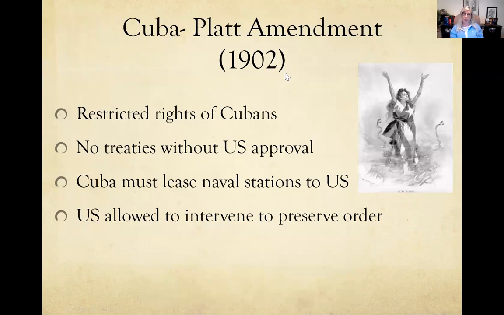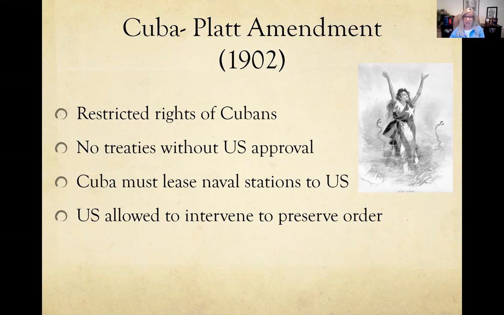All right, so back to Cuba. Cuba, you'll remember, was granted its independence with the end of the Spanish-American War, but the US was still kind of monitoring what was going on there. The military was still there. And by 1902, Cuba's like, you've got to go. You have got to go. We are an independent nation. We do not want to be controlled by the United States.